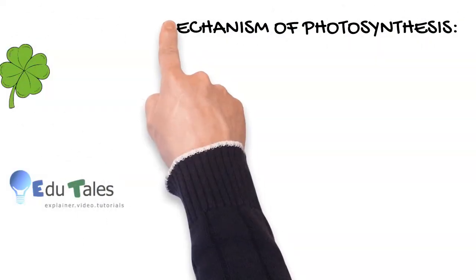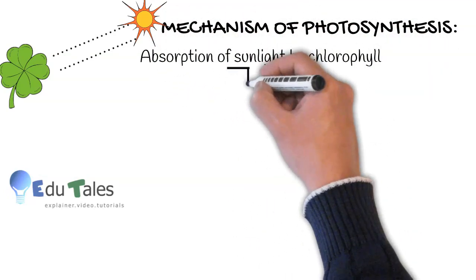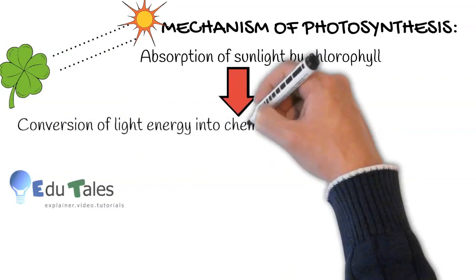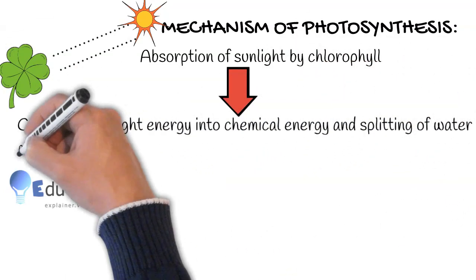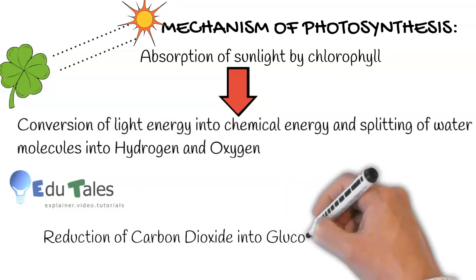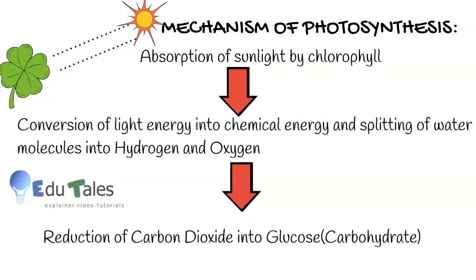What is the mechanism? First of all, absorption of sunlight by chlorophyll. Second, conversion of light energy into chemical energy and splitting of water molecules into hydrogen and oxygen. Third, reduction of carbon dioxide in glucose, that is carbohydrate.